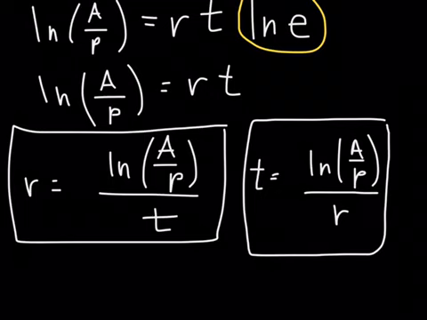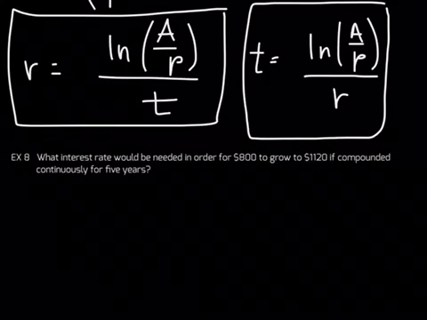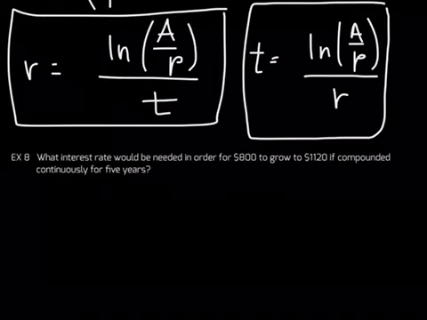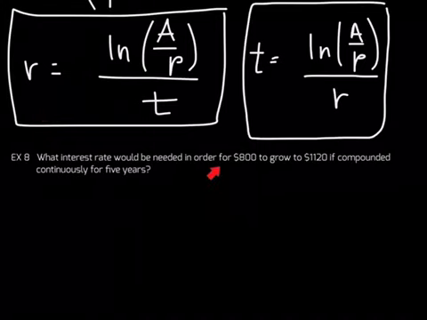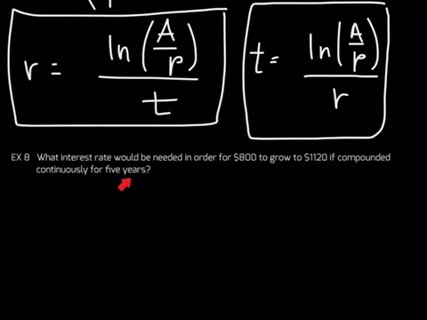Now let's look at example 8, which is our first application. Okay guys, I'm excited about this one. Example 8: what interest rate would be needed in order for $800 to grow to $1,120 if compounded continuously for 5 years? All right, what are you looking for? What interest rate? You're looking for the rate. So this is the formula we're going to use. You started with $800, and it's growing to $1,120. So 800 would be your P value, and the account balance 1120 would go in for A. And then time is 5. Okay, so let's use this formula.